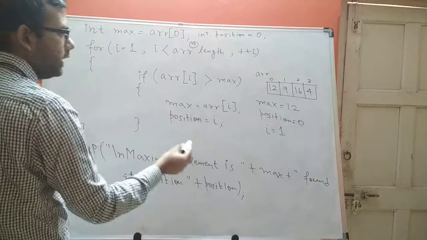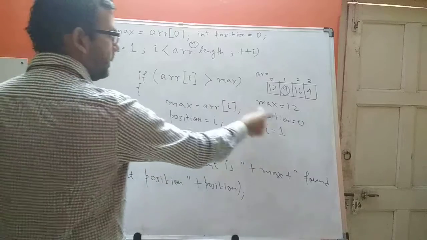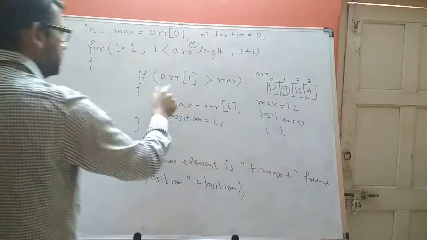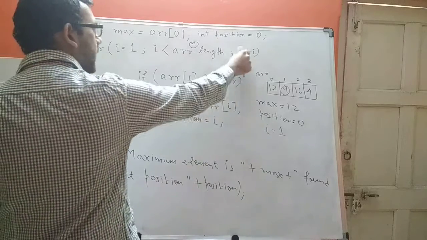Now what about ARR of I? ARR of I means this element, right? Is it greater than my max? Is 9 greater than 12? No. So this condition is not satisfied. These two statements will not be executed. You will go to the updation part.